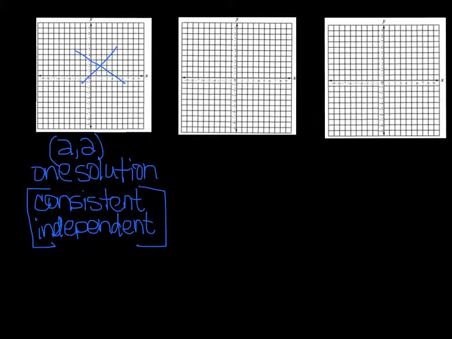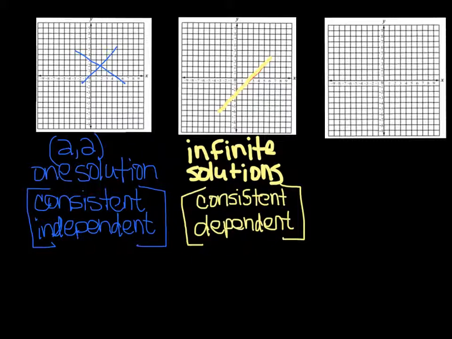The second thing that can happen is that the line can be the same line, and you can get one line, and right over the top of it will be the second line. When this is the case, you have an infinite number of solutions. When you have infinite solutions, it is also consistent, but it's dependent. Where when you have one solution, it is consistent, but independent.